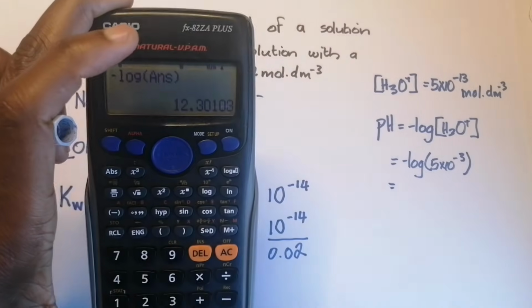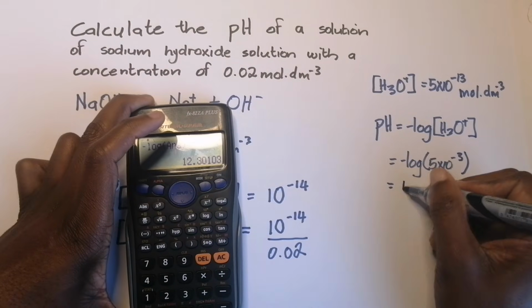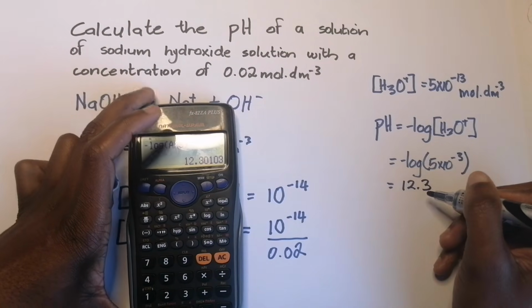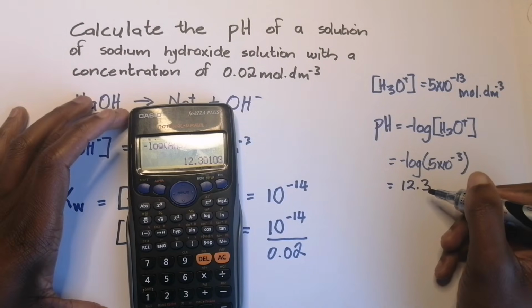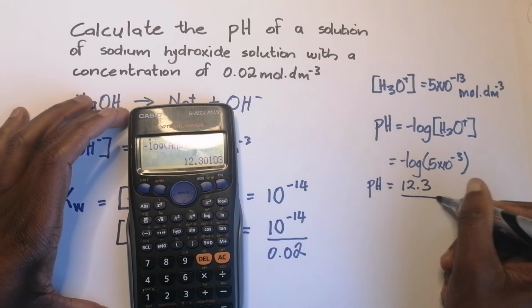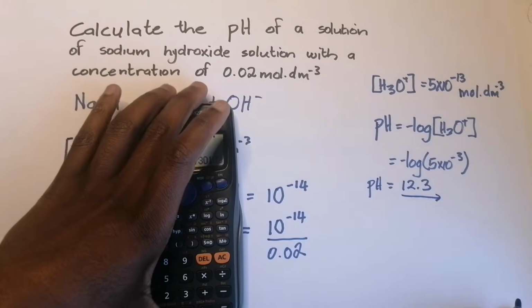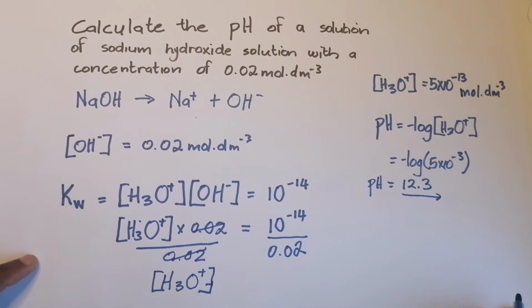I know you can't see that clearly. That's 12.3. So I get a value of 12.3, and so that is our final answer. So remember that pH does not have SI units. So as a result, that becomes our answer. I hope that makes sense. We'll take another example just now.